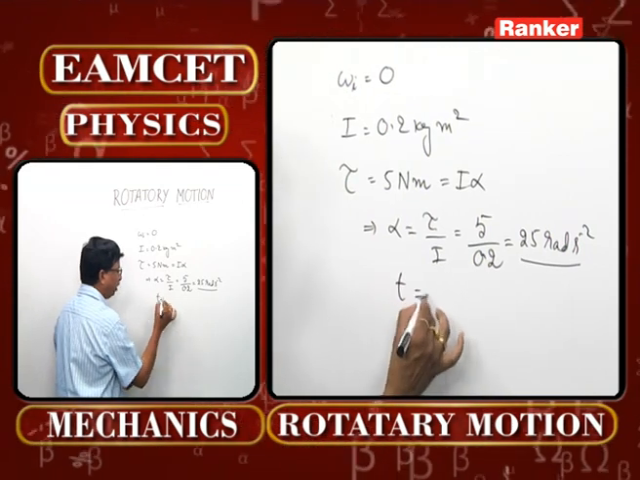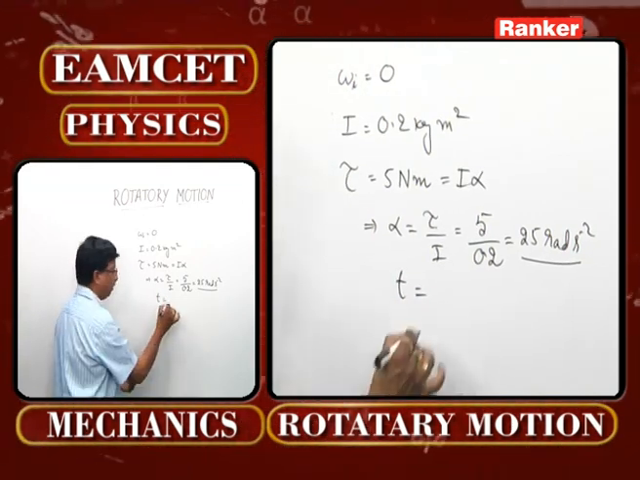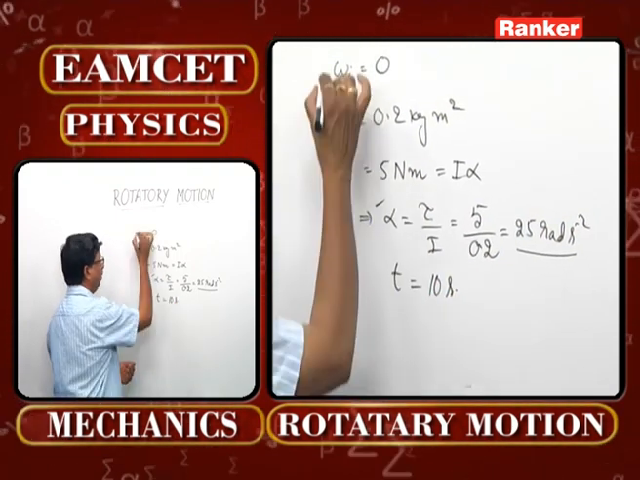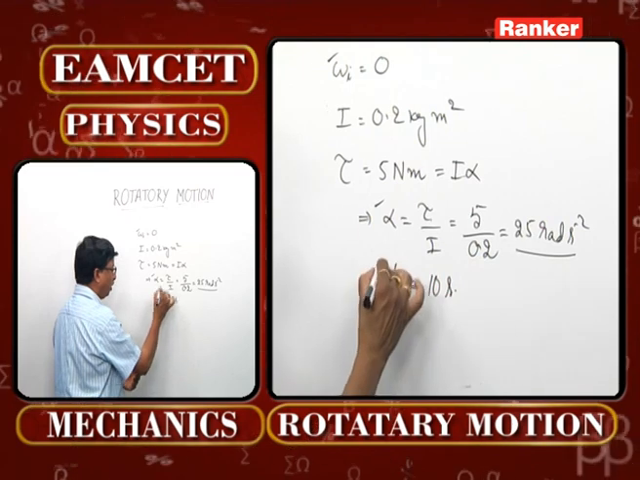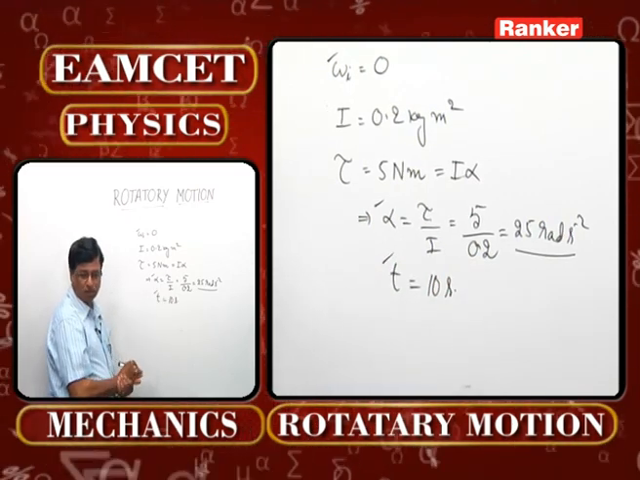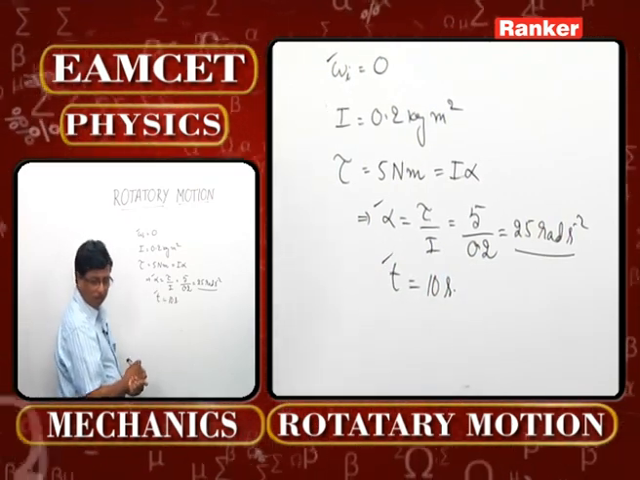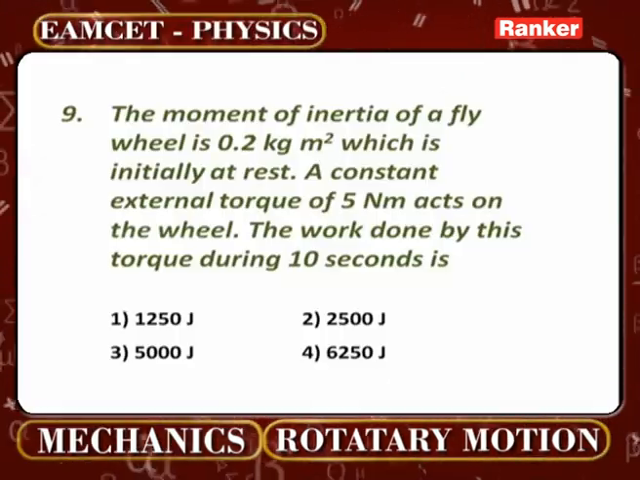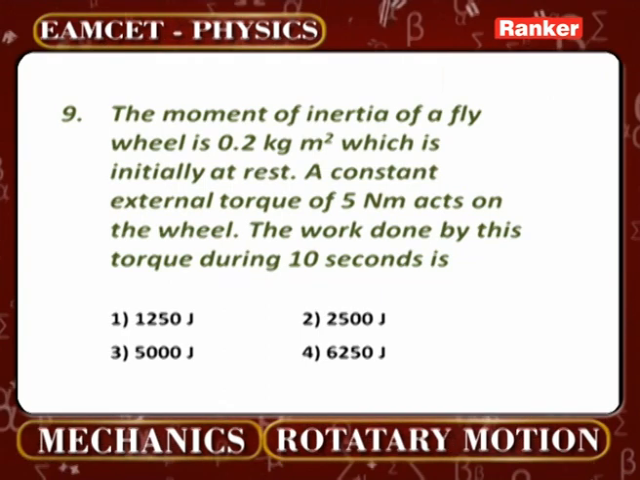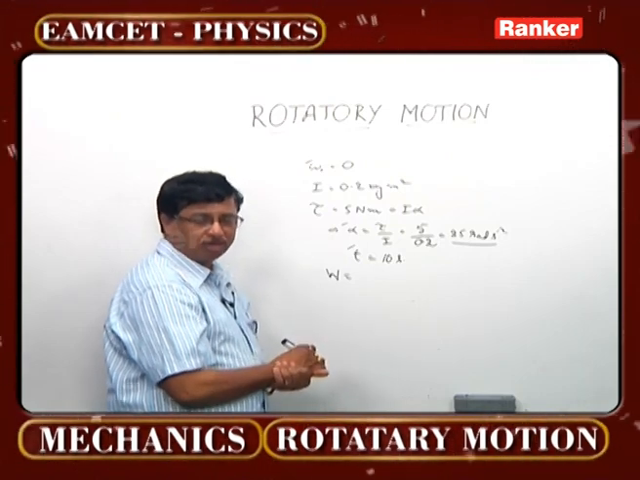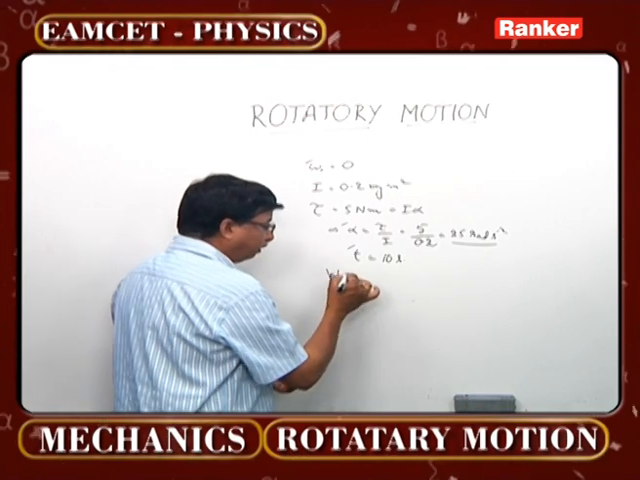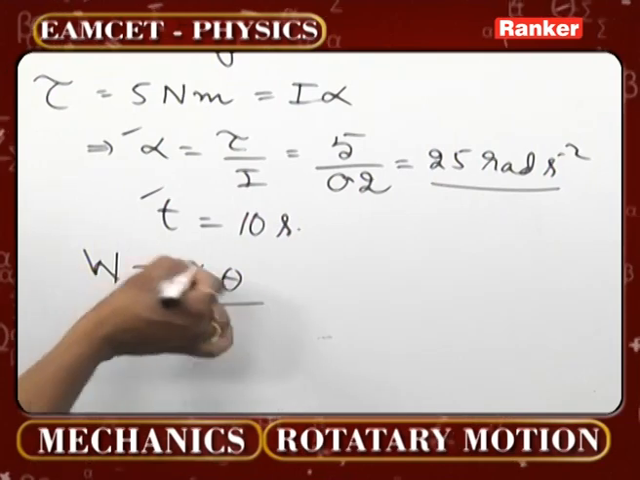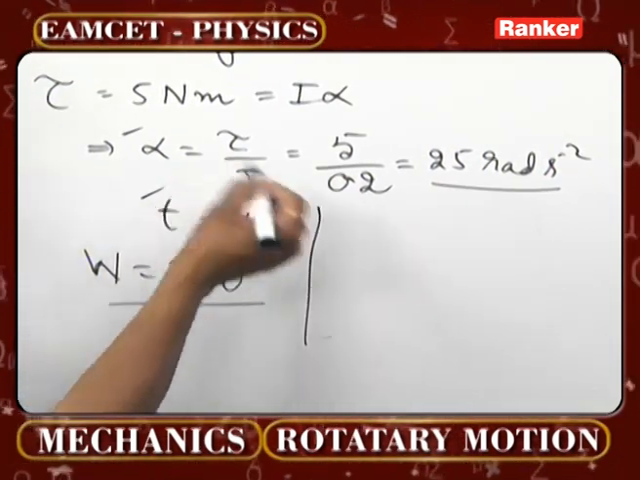And what is the time that has been given to us? Time is given as 10 seconds. Alpha is known to you now. Omega initially is 0, and time also has been given. What is the question asked? What is work done. Work done means force into distance in linear dynamics, or displacement, according to the case. Now work done in this case is torque into theta. What is that theta? Now you should calculate that separately.